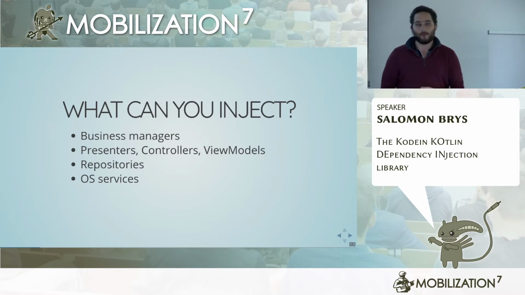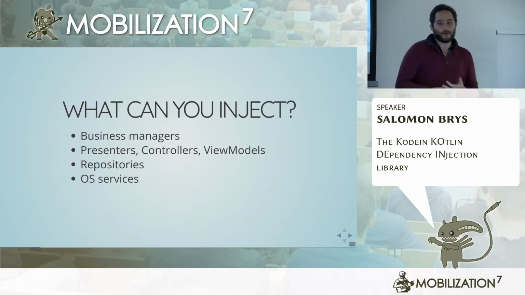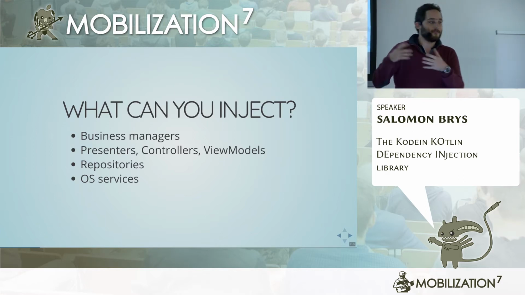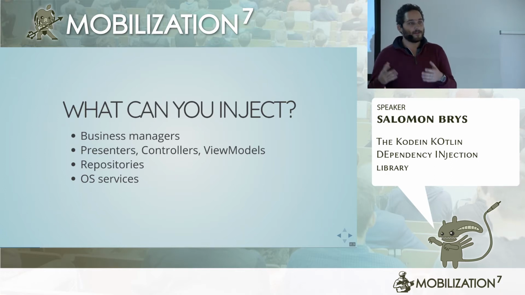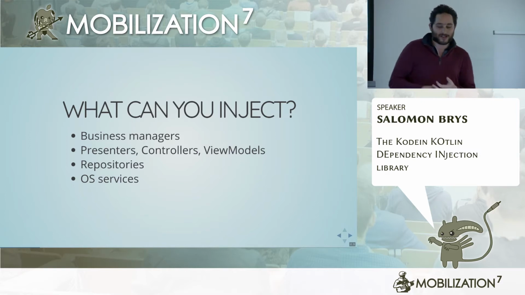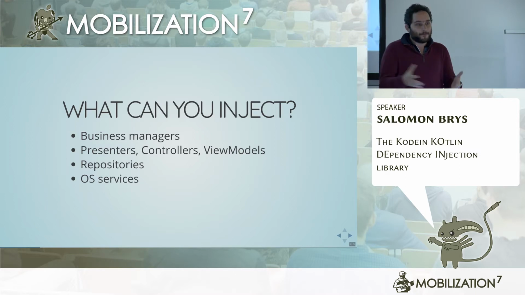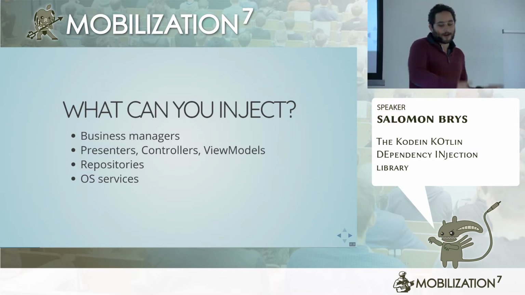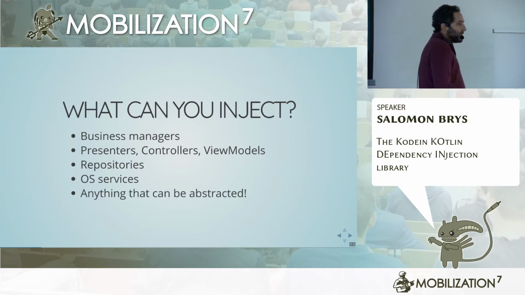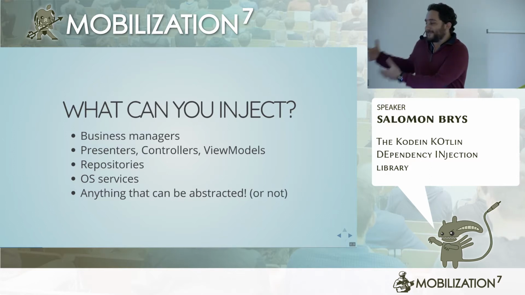When you are requesting, for example, a vibrator, you are requesting an object that implements the vibrator interface, and the dependency injection Android system will give you an implementation of that vibrator, depending on if you're in the app or in the unit test or what have you. In fact, anything that can be abstracted can be injected. Maybe not everything, but almost everything.